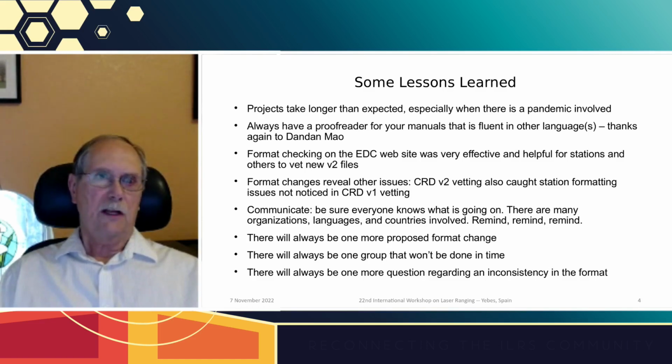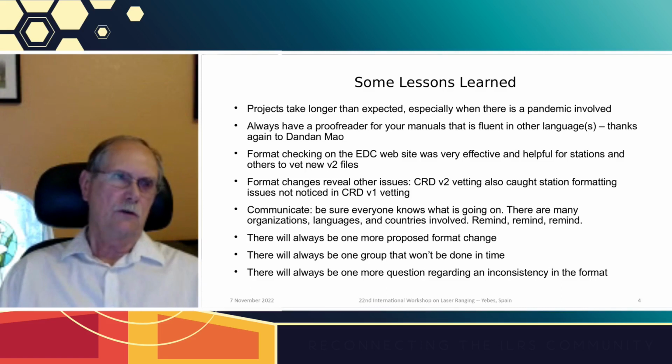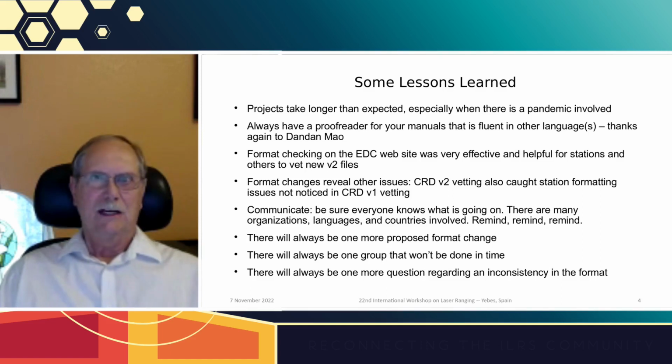the prediction providers had to be convinced to provide version 2 of the CPFs, and the stations had to be convinced to use them, and the stations had to be convinced to produce CRD version 2 files, and the analysts had to be convinced to use them. So it kind of comes out to be I have to remind, and more like nag. So I think everybody probably appreciates that type of thing.